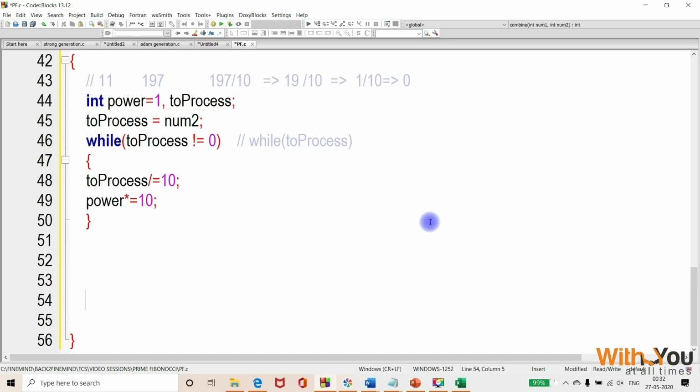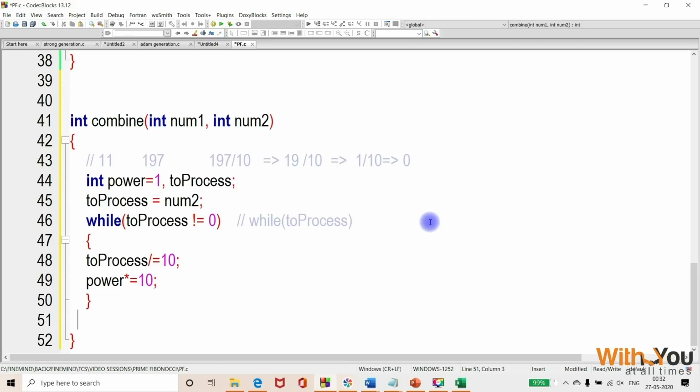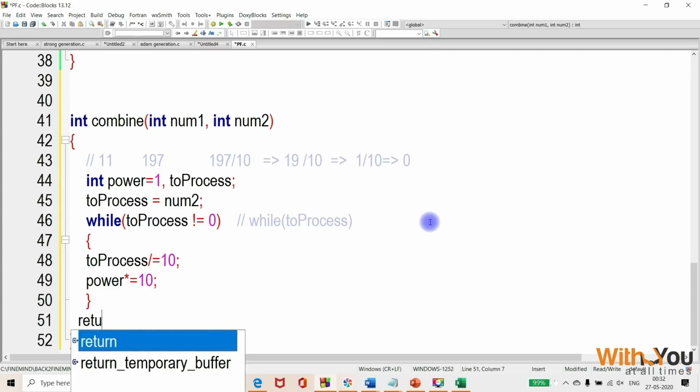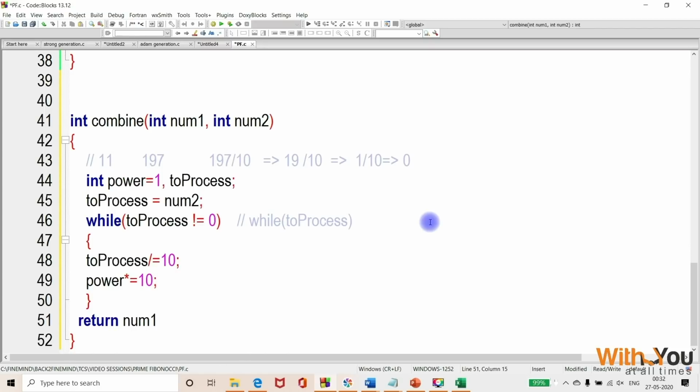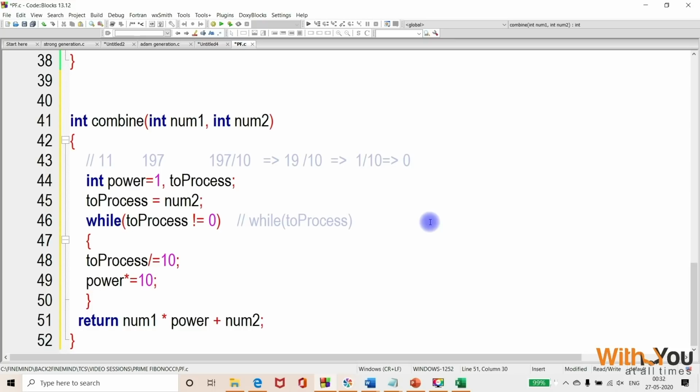I think we have arrived at the final step. Once you know the power, all you have to do is just finally return num1 multiplied by my power add num2. Cool. Combination is ready.